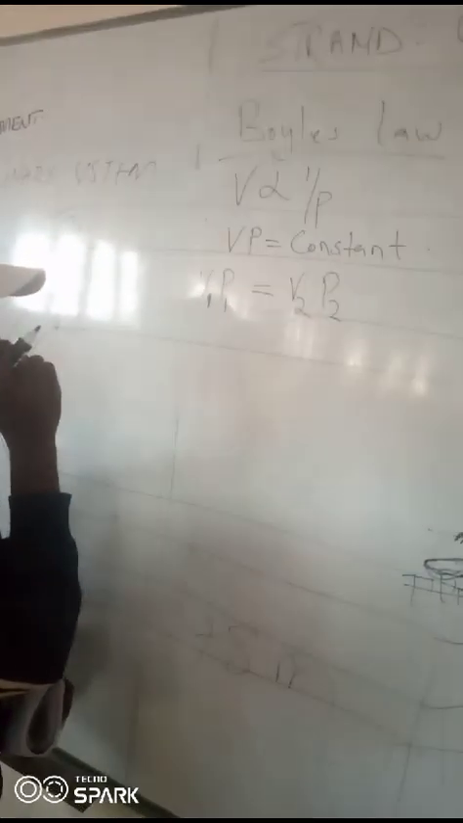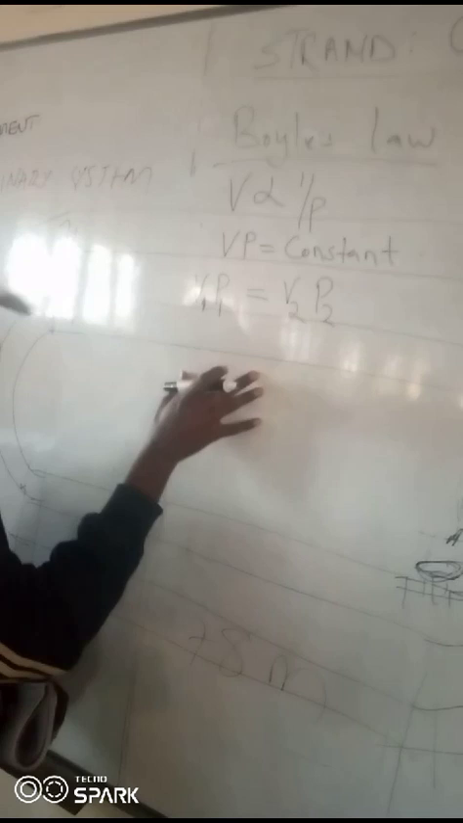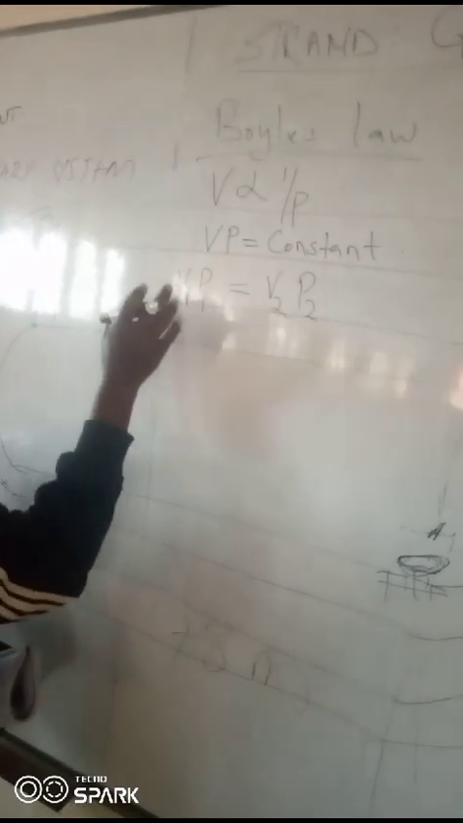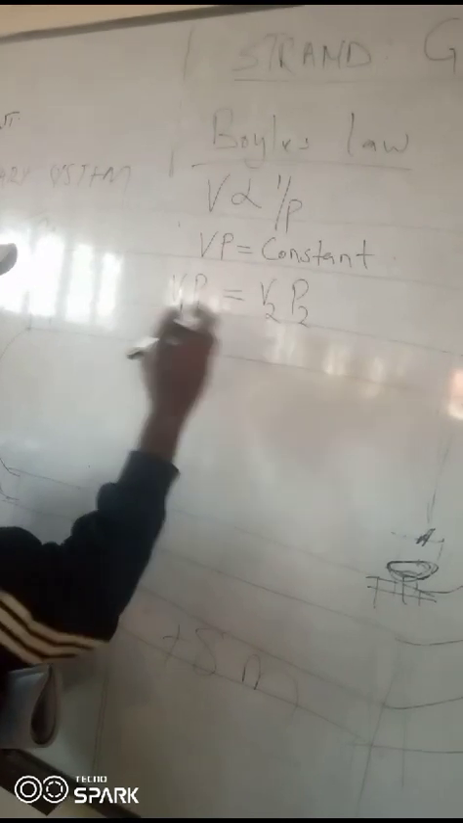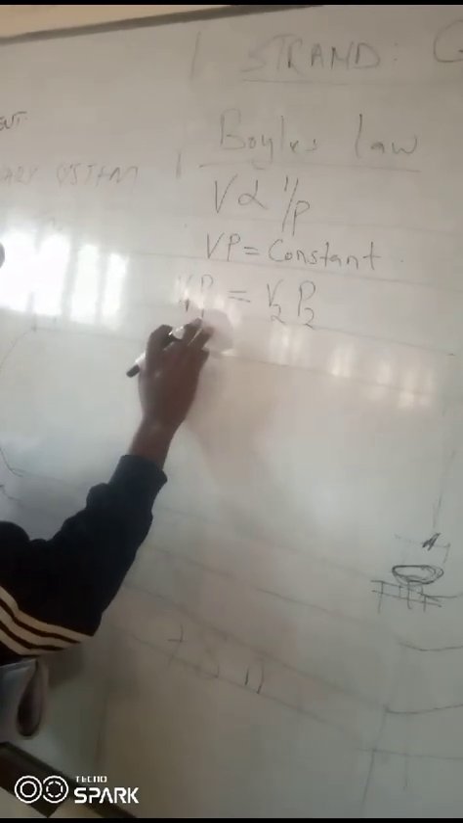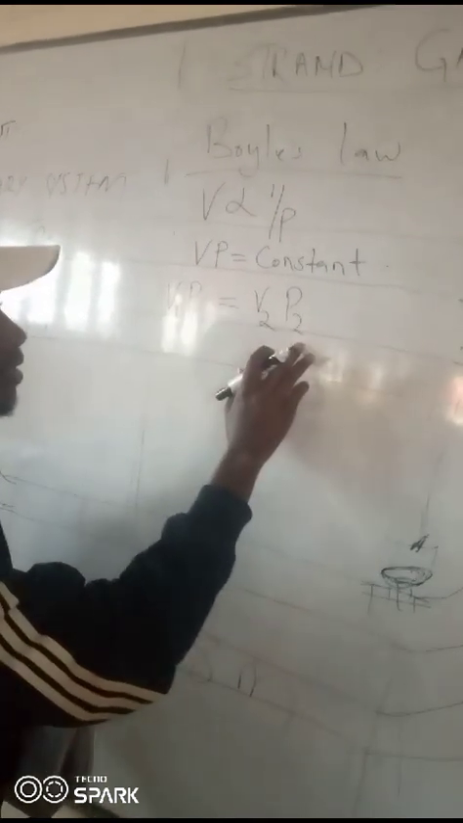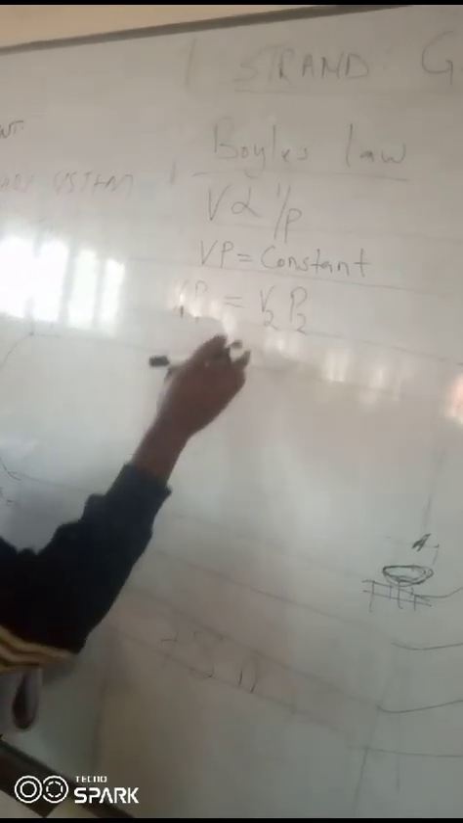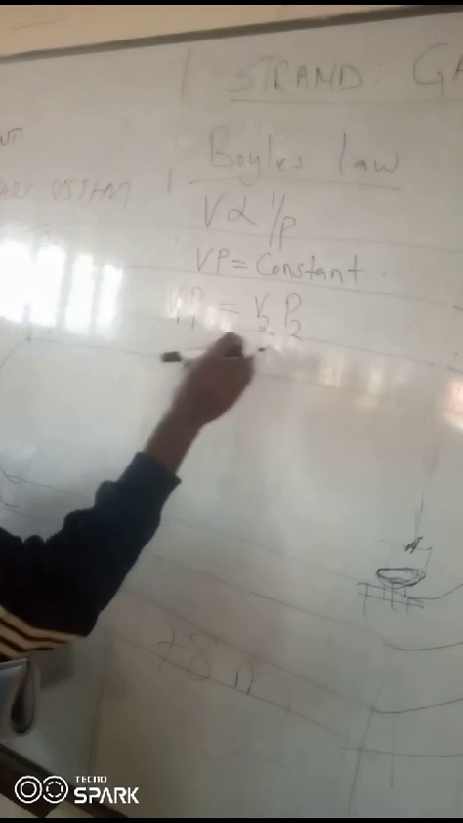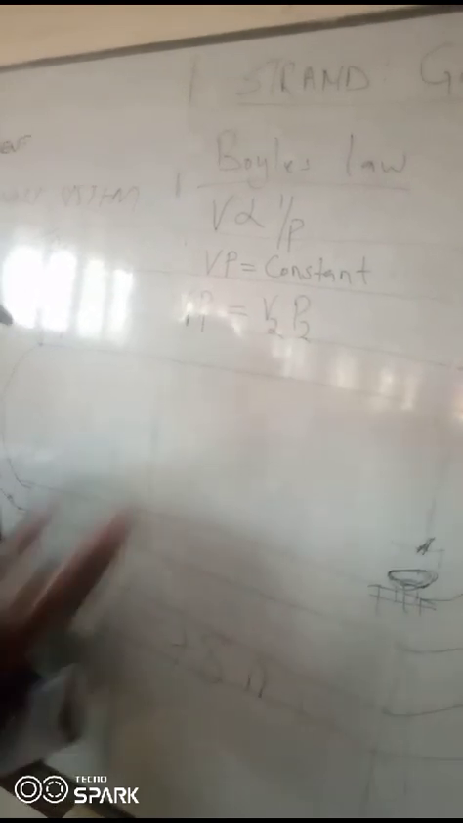This is how in most cases you find questions giving you the initial volume and the final volume, or the initial pressure and the final pressure, and telling you to find one of them. You can be given three of them, then you find the fourth. Let's have an example.